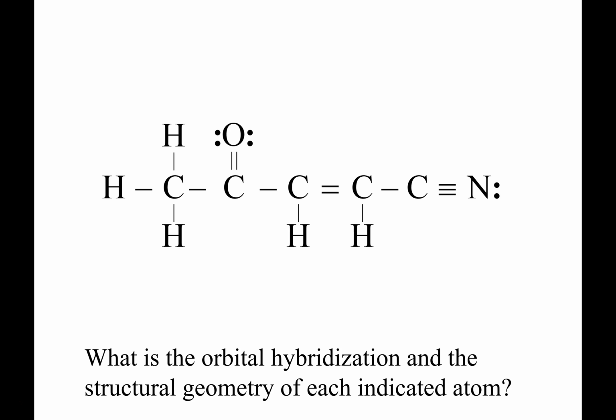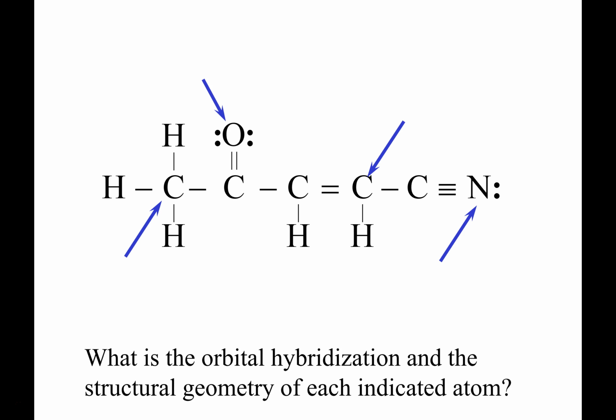So on your test next Thursday, you're going to have a Lewis structure. You're going to draw some of your own Lewis structures, so be able to do that, for 3 points apiece. And then you're going to have a Lewis structure already drawn for you, and I'm going to ask you questions. This one says, what is the orbital hybridization and the structural geometry of these atoms? Starting with this atom and going counterclockwise, actually.